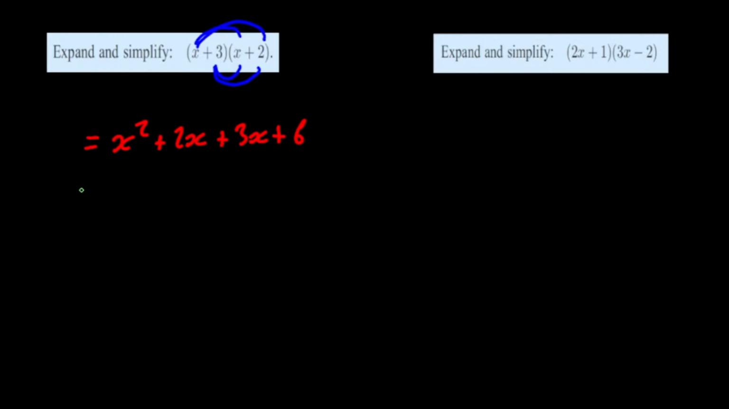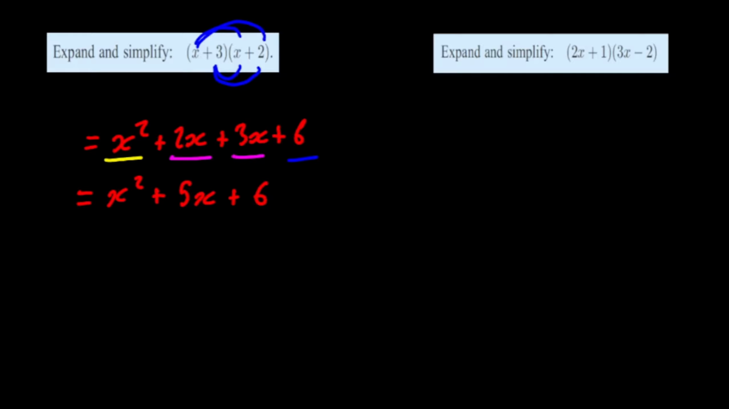And then we can simplify. So there's 1x squared, there's 2x and 3x, and we have a 6. So to simplify this, we look at the like terms. X squared has no like term. 2x and 3x are like terms, and 6 has no other like term. So x squared stays the same, plus 2x plus 3x, we can add them, becomes 5x plus 6.